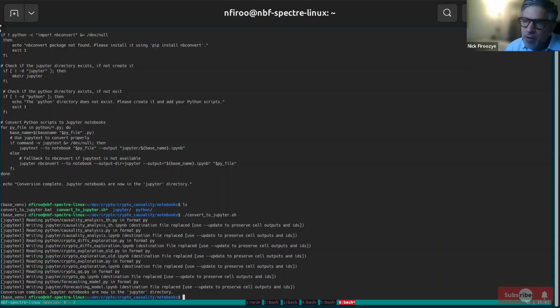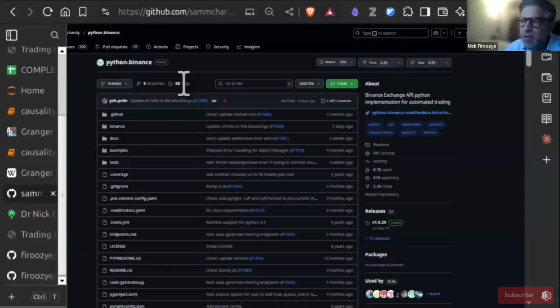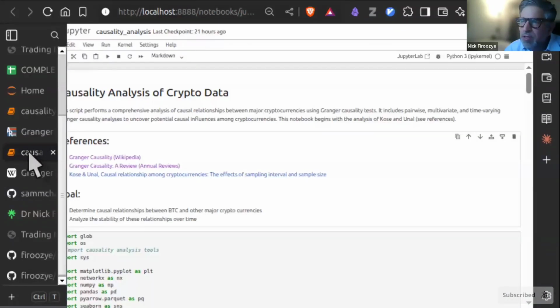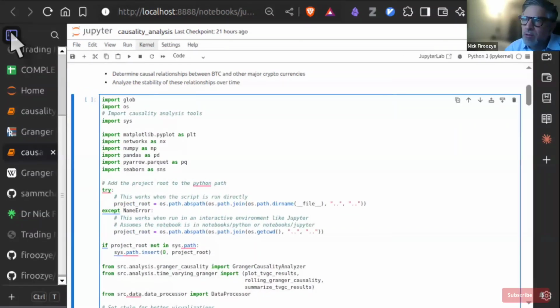Then over here in our notebooks, that's not the notebook. Here's the Granger causality. I can reload it. It hasn't changed, because I haven't changed anything.